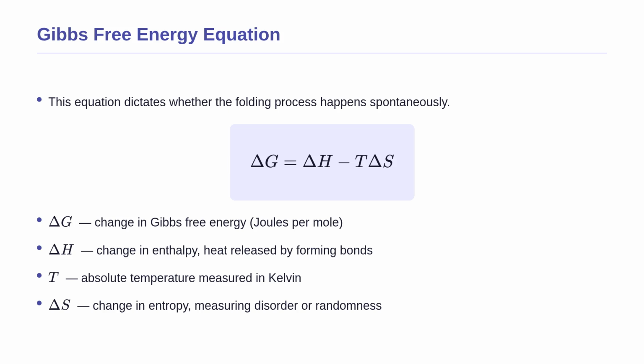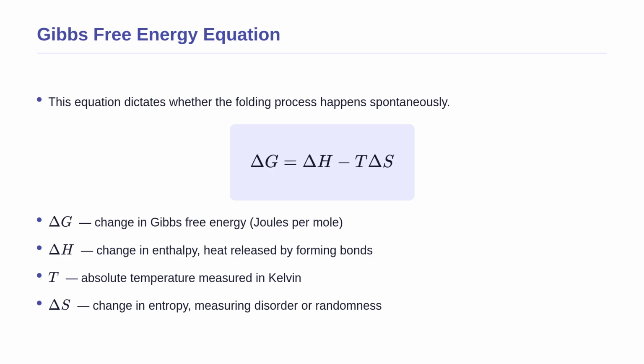The thermodynamic balance we just discussed is mathematically represented by the Gibbs free energy equation. Conceptually, this fundamental principle tells us whether the folding process will happen spontaneously under cellular conditions. The formula is delta G equals delta H minus T times delta S. Let us break down every symbol.